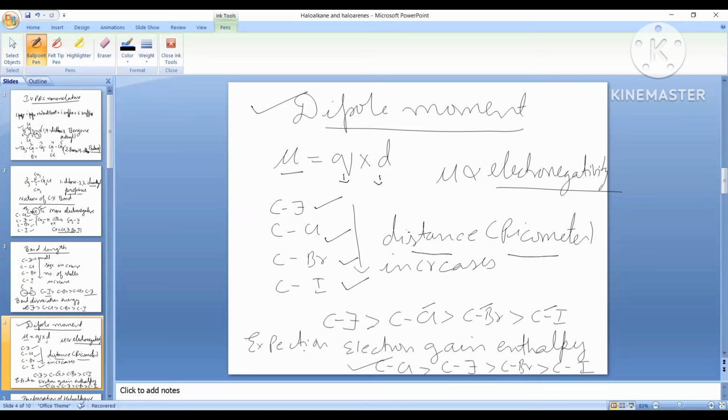But here there is an exception, because we know chlorine is bigger than fluorine, and the electron gain enthalpy of chlorine is high, so it can gain more electrons than fluorine. So the order will be chlorine first, then fluorine, bromine, and iodine.